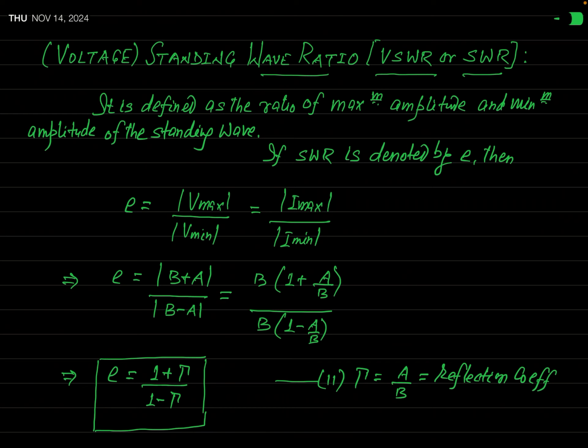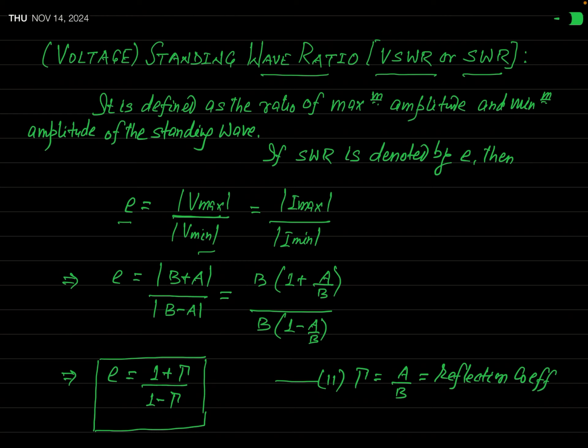And how is this defined? In fact, this standing wave ratio is defined as the ratio of the maximum amplitude of the wave divided by its minimum amplitude. It means the ratio of maximum amplitude and minimum amplitude is called the standing wave ratio. So if you denote it by the symbol small e, then this small e is equal to mod of V max divided by mod of V minimum.